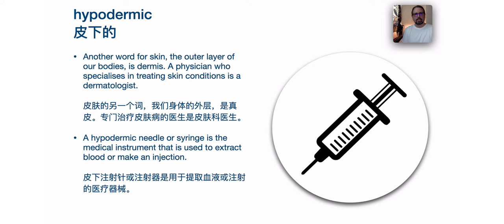Hypodermic, well, the word dermic means skin, the outer layer of our bodies is the dermis. A physician who specializes in treating skin conditions is a dermatologist. So hypodermic needle or syringe is the medical instrument that is used to extract blood or to make an injection.